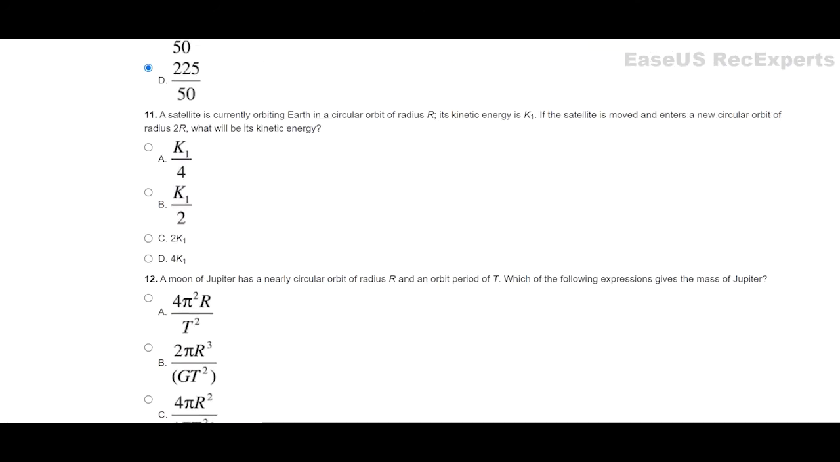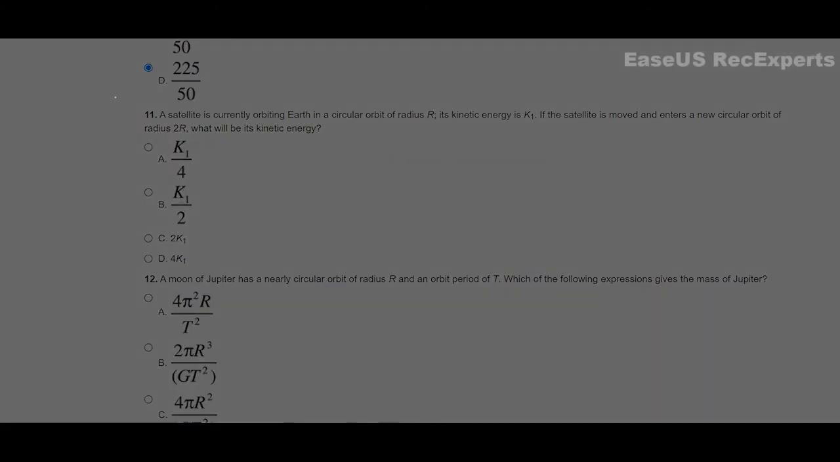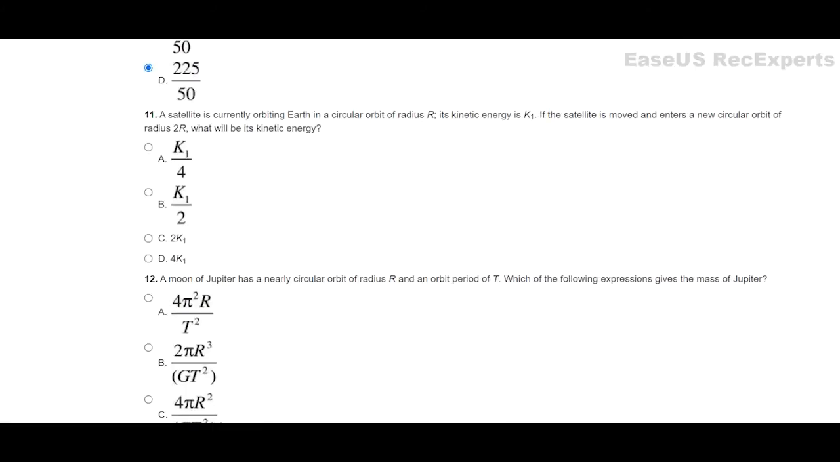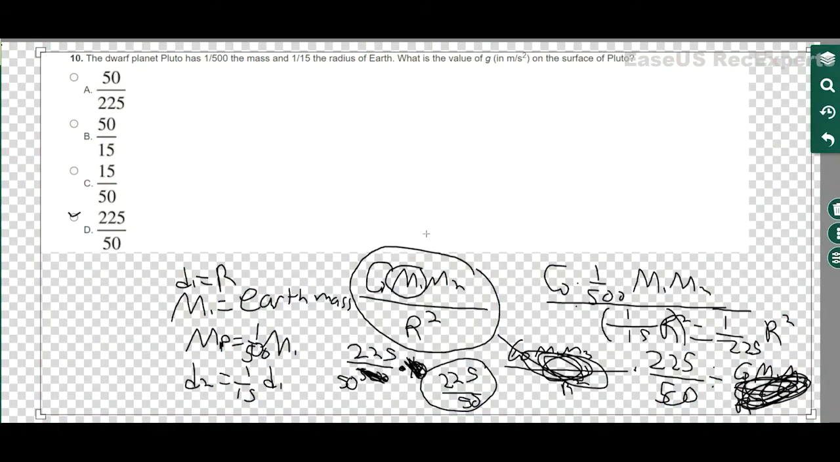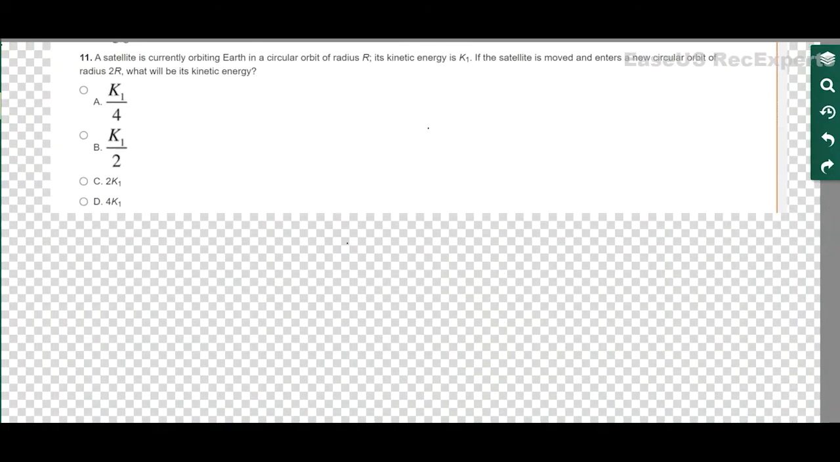All right, a satellite is currently orbiting Earth in a circular orbit of radius r. Its kinetic energy is K1. Now, if the satellite is moved and enters a new circular orbit of radius 2r, what will be its kinetic energy? All right, so what we can do is we can use your G m1 m2 over r squared.